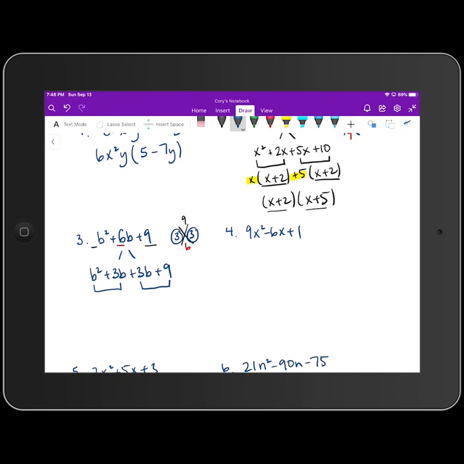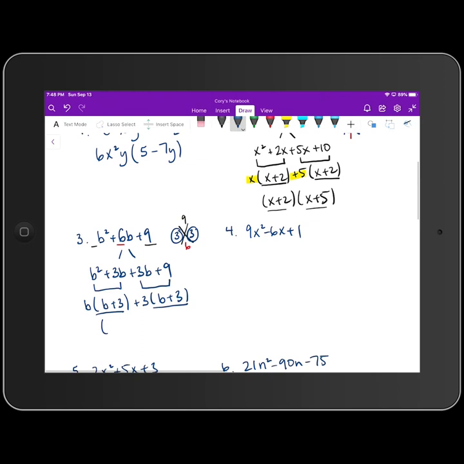When I look at the first two terms, the greatest common factor that they share is a b. So when I factor that b out, that leaves me with b plus 3. And then when I look at the last two terms, again, the greatest common factor that those two terms have is a positive 3. So when I factor out a positive 3, that leaves me with b plus 3. So when I look at these two quantities here, they have that factor of b plus 3 in common. So when I factor that out, that leaves me with b plus 3. So that's going to be my next factor of b plus 3.